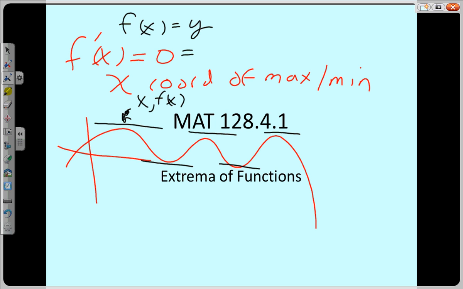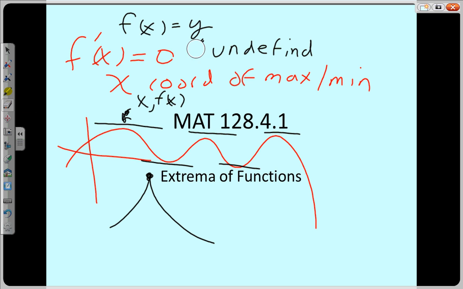Oh, but couldn't you have a max or minimum at a cusp? You could. It is the highest point. That's true where the derivative is what? Yeah, somebody just said it. Undefined. So f prime of x equals 0 or undefined tells you where you can have maximums or minimums.